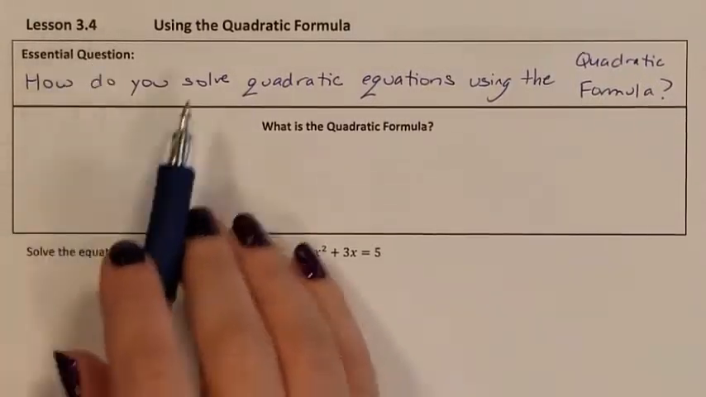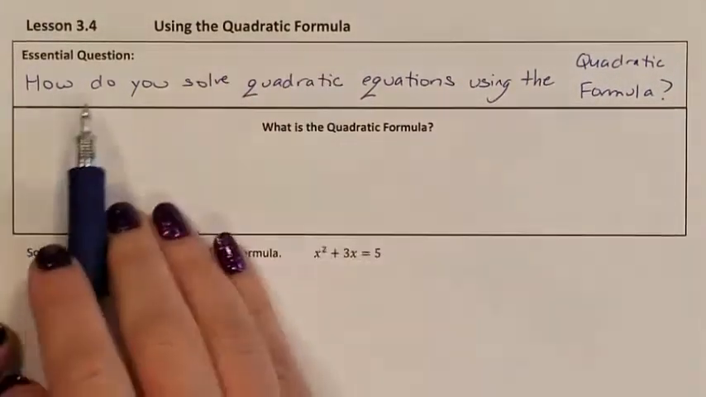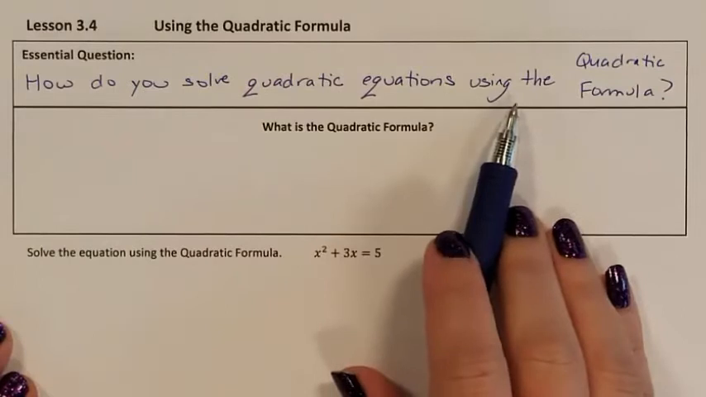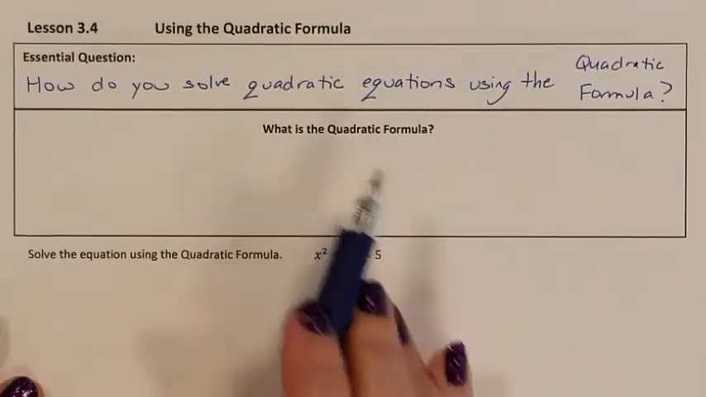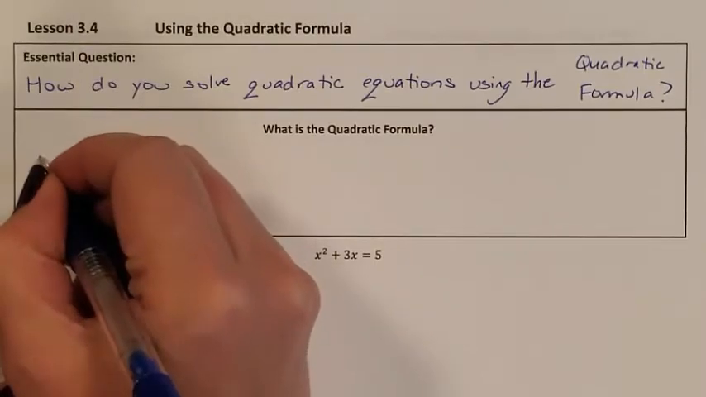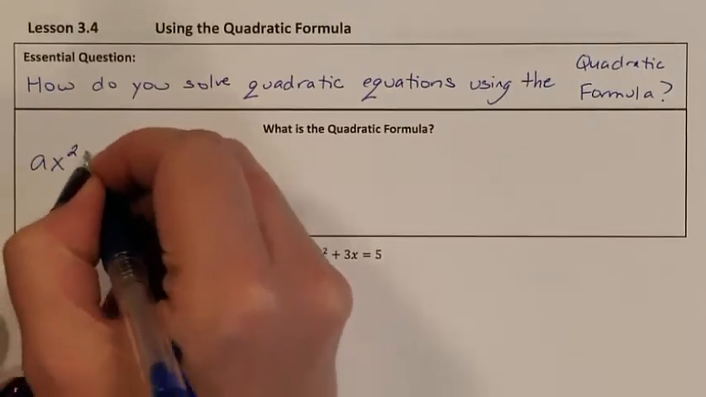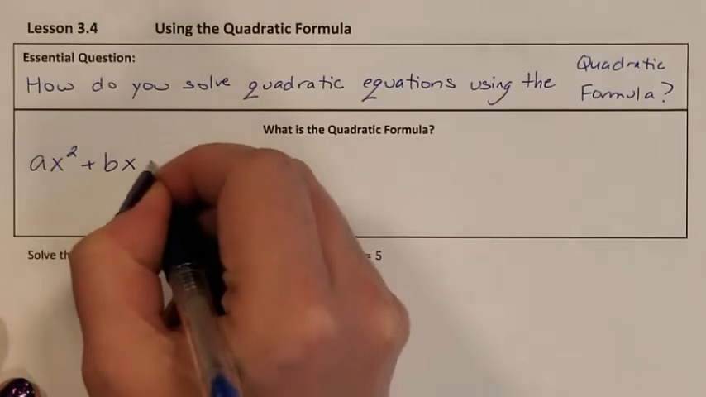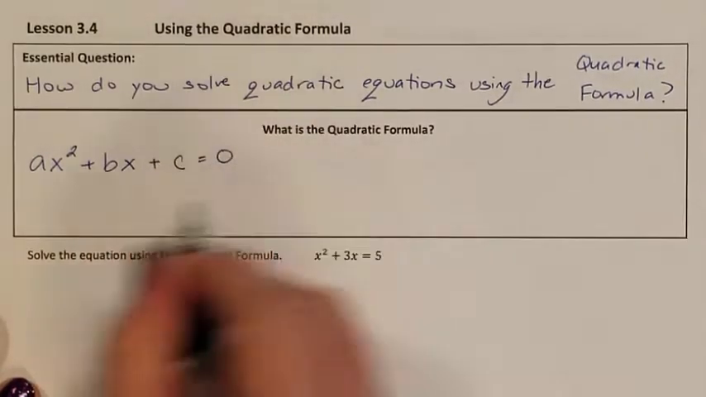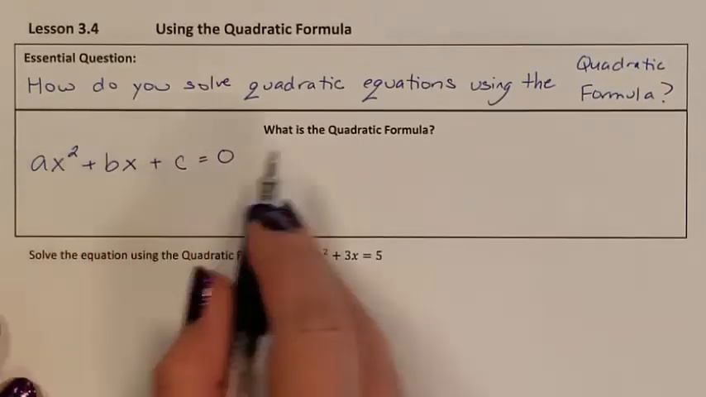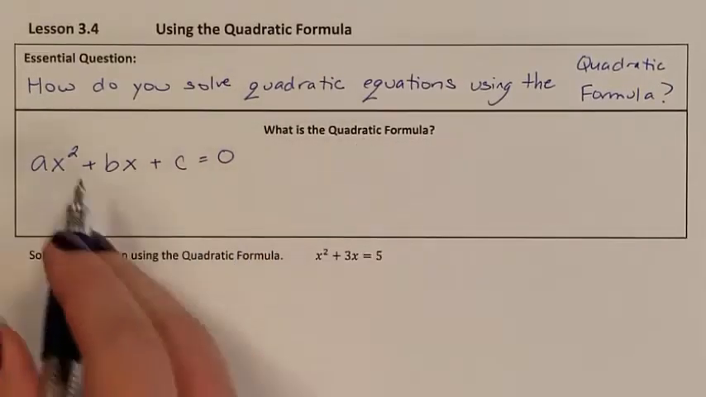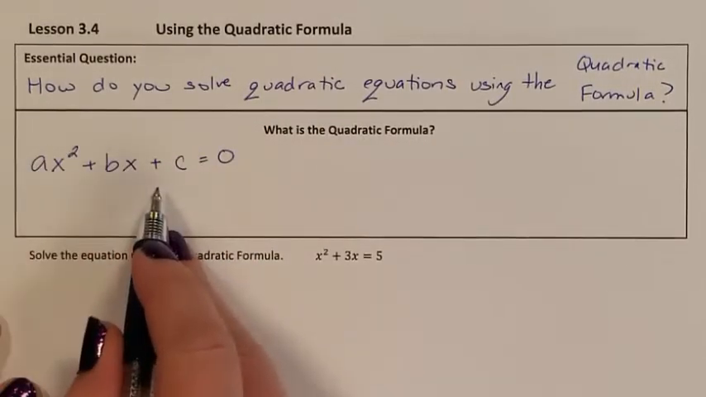Lesson 3.4, using the quadratic formula. How do you solve quadratic equations using the quadratic formula? So first, when would you use the quadratic formula? You would use it when you have an ax squared plus bx plus c quadratic function. If you do not have an x squared part of the equation, you cannot use the quadratic formula because it's then not a quadratic equation.